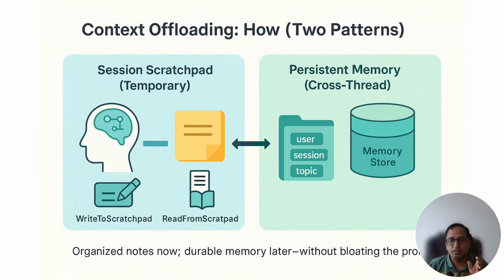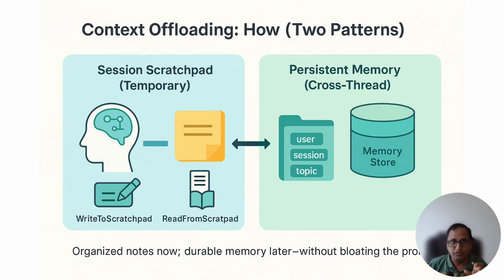We just saw why context offloading is essential. Now let's take a look at how we actually implement it in an agent. There are two main patterns we use, called session scratchpad and persistent memory. First, let's understand the session scratchpad. This is a temporary workspace, a lightweight place where the agent can jot down thoughts during a single conversation. Think of it like taking notes in a notebook. Technically, it lives inside the agent state.